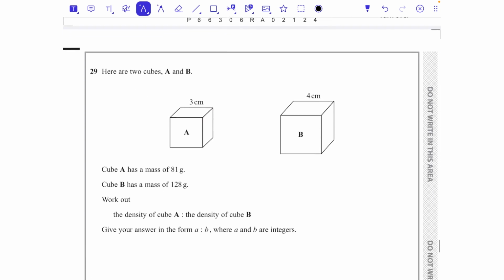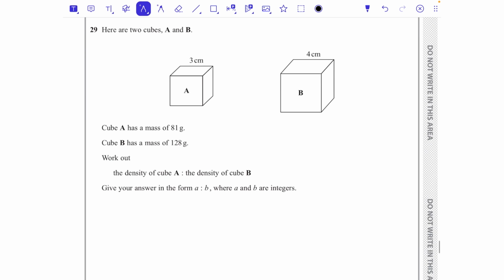Okay, question number 29. Here are 2 cubes, A and B. Cube A has a mass of 81 grams and cube B has a mass of 128 grams. Now, as soon as we're talking about mass, again, we're going to need another one of those triangles: density, mass, volume. The density of cube A to the density of cube B, we've got to work it out as a ratio and give your answer in the form A to B.